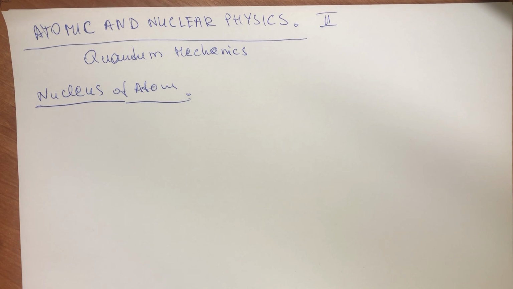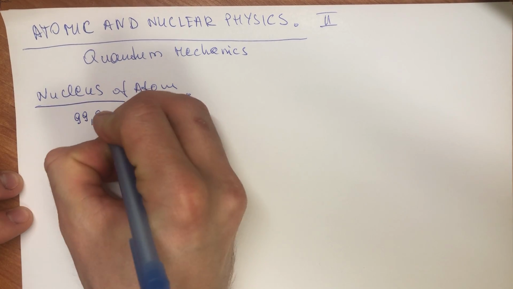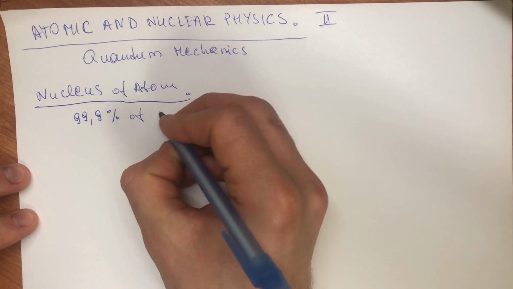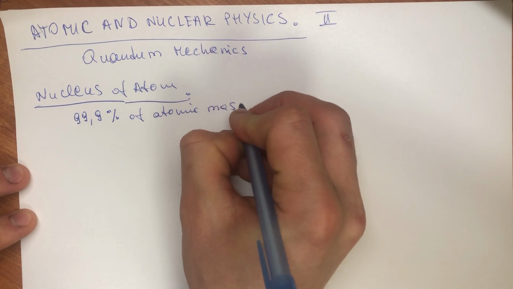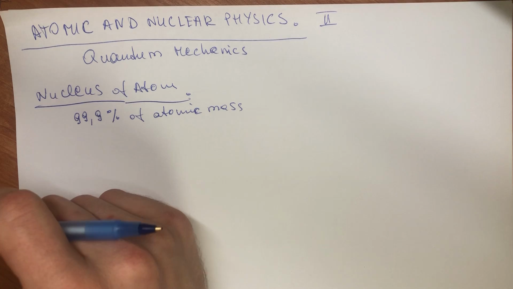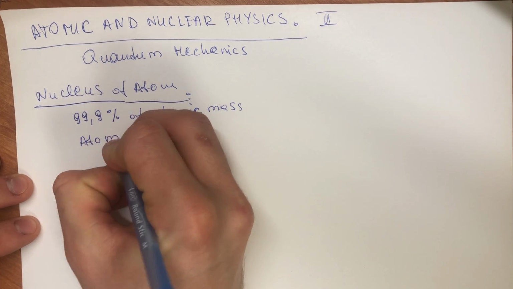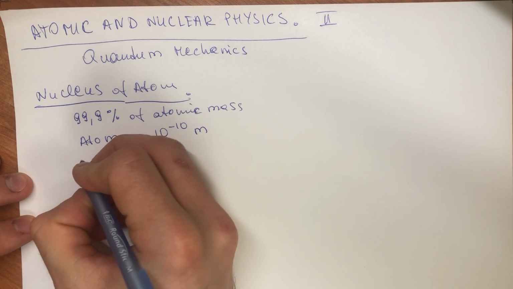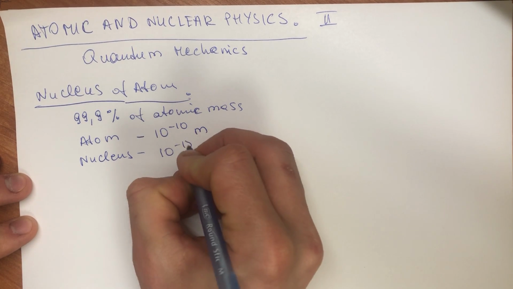The nucleus is the core of the atom, and it contains 99.9% of the atomic mass. The atom is on the scale of about 10 to minus 10 meters. The nucleus is on the scale of about 10 to minus 15 meters.